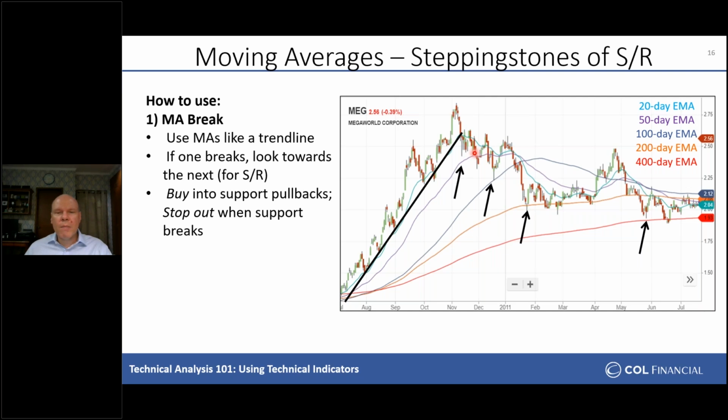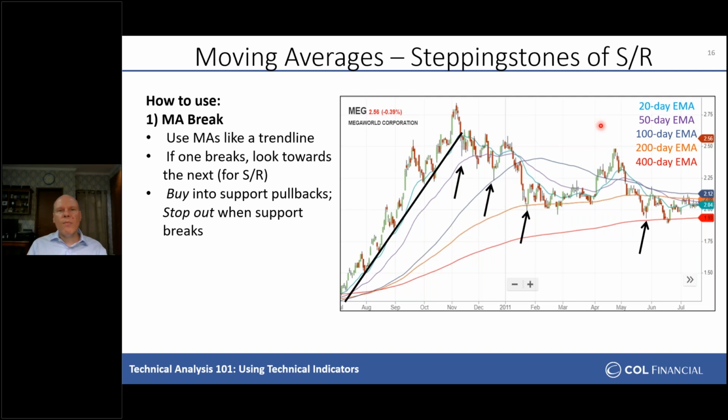If the 50-day moving average breaks, you will go to the next, the 100-day to act as support. If your 100-day breaks, you will go down to the 200-day as the next support. And if the 200-day breaks, you will go down to the 400-day and use that as your support. So just that alone will show you how fast that you can make an assessment of the trend condition.